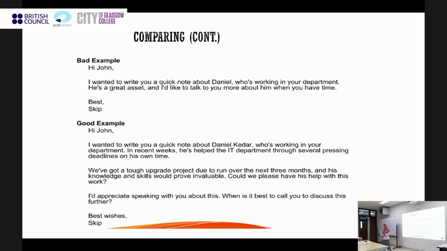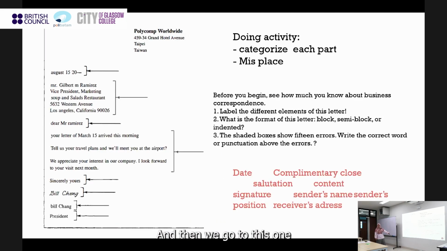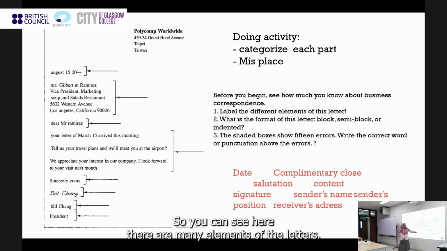Okay, and then we go to this one. Take a look at this one. Categorize each part. For the first question, label the different elements of these letters. You can see here there are many elements of the letters. So, Miss Widya, could you answer the first one? What is the element?